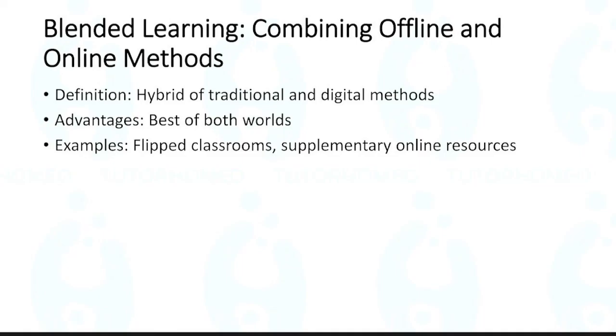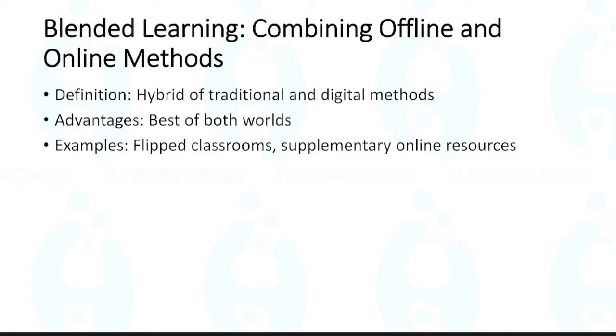Next one is blended learning. When we talk about blended learning, it's all about combining offline and online methods. We have already spoken about how offline and online teaching methods happen, right? Offline is basically the traditional one, face to face, a teacher and the entire group of students. But online is all about having an online classroom, or during the time of COVID, what we had was basically an online method. So blended learning is basically a hybrid of both traditional and digital methods. We are going to take the best of each.